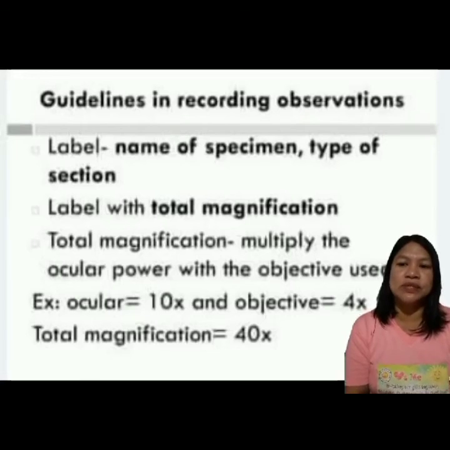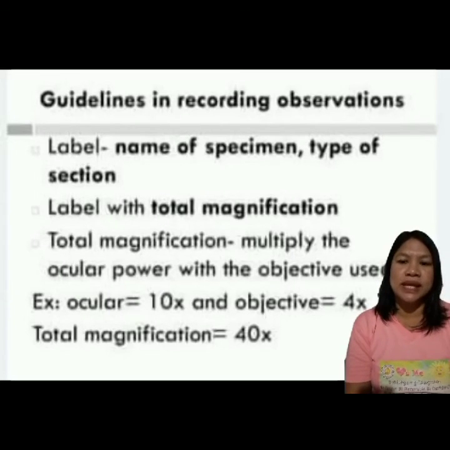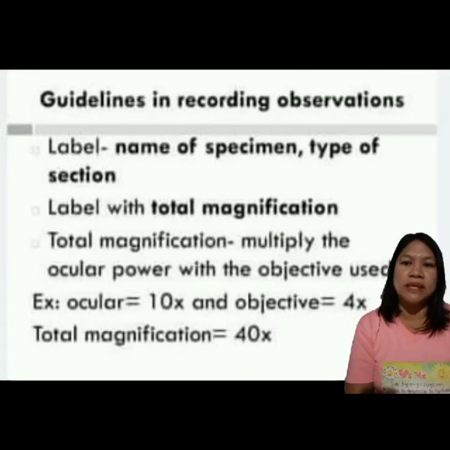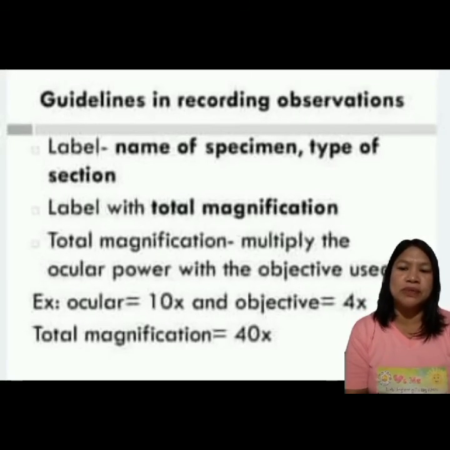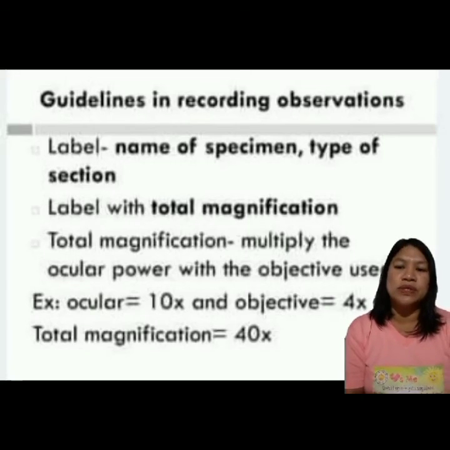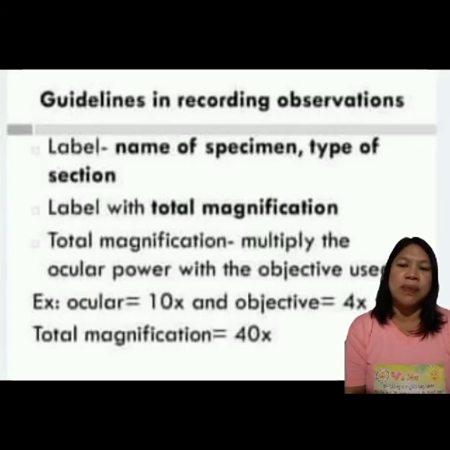Guidelines in recording observation: label the name of the specimen, type of section, and label with the total magnification. For total magnification, multiply the ocular power with the objective used. Example, ocular 10 times and objective 4 times. To multiply, the total magnification is 40 times.